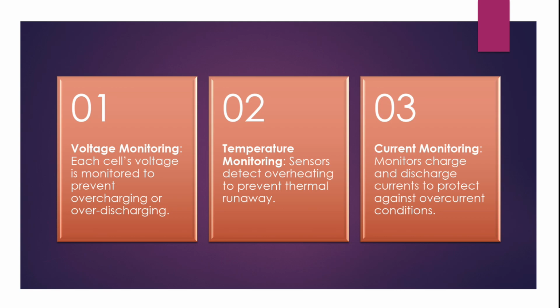In voltage monitoring, each cell's voltage is monitored to prevent overcharging or over discharging. Also, we can say effective voltage monitoring helps to maintain system stability, prevents equipment damage, and ensures reliable operation in various applications, including power supplies, batteries, and electronic devices.